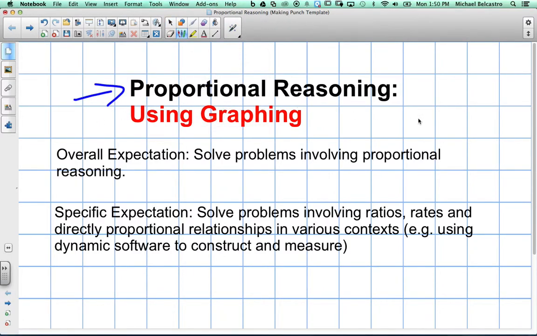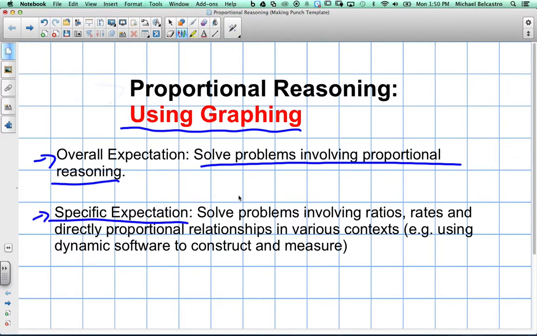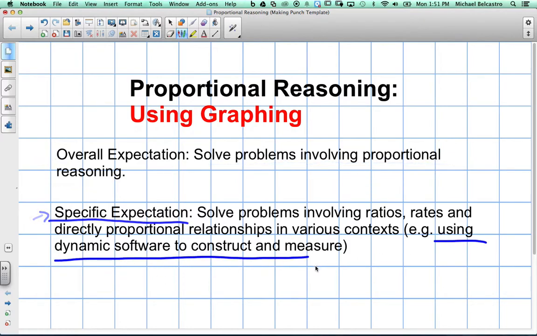We're going to be looking at proportional reasoning, and the method we're going to use is graphing. The overall expectation is to solve problems involving proportional reasoning, and our specific expectation is to solve problems involving ratios, rates, and directly proportional relationships in various contexts. We're going to use some dynamic software for the graphing part.